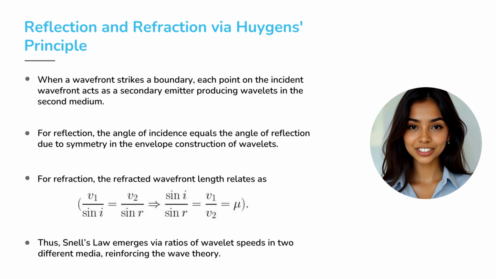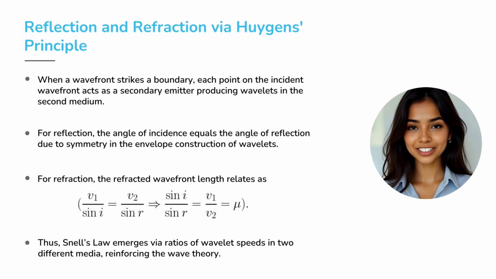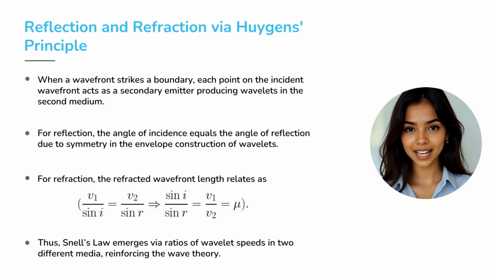Let's see how Huygens' principle explains everyday phenomena like reflection and refraction, the bending of waves at boundaries. Imagine a wavefront approaching a wall. Each point on this incident wavefront becomes a source of new spherical wavelets after it hits the boundary. When these wavelets bounce back, the reflected wavefront emerges, and by symmetry of the wavelets' envelopes, the angle of incidence equals the angle of reflection, just like a ball bouncing off a wall at the same angle.